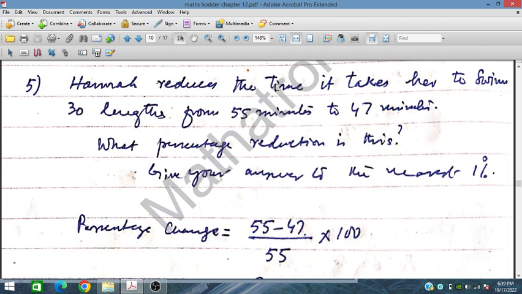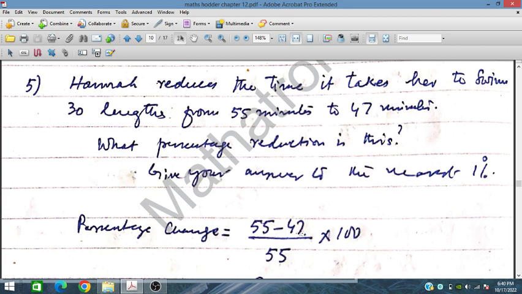Hannah reduces the time it takes her to swim 30 lengths from 55 minutes to 47 minutes. What percentage reduction is this? Give your answer to the nearest 1%. She was taking 55 minutes originally, and later she improves to 47 minutes to cover that distance.